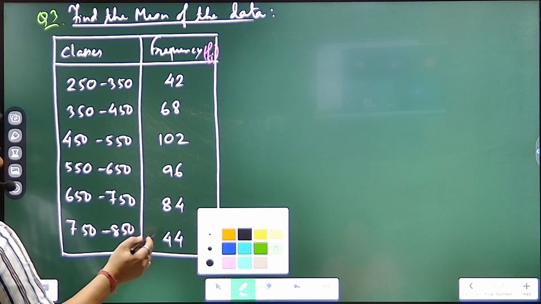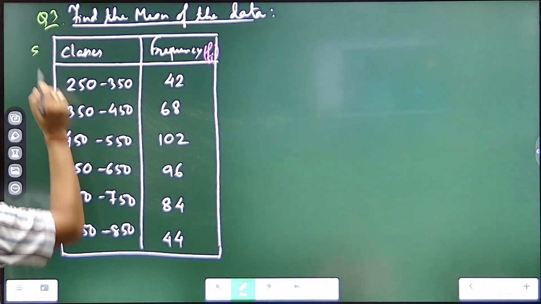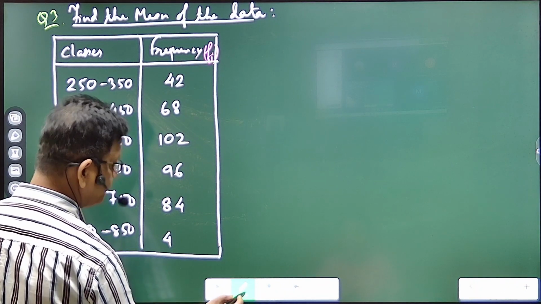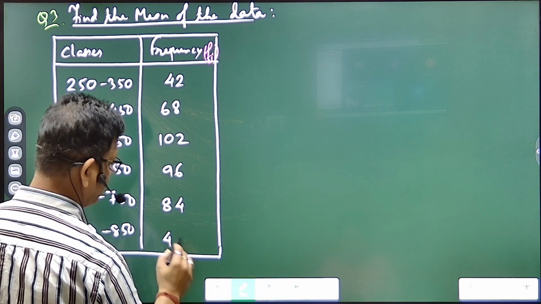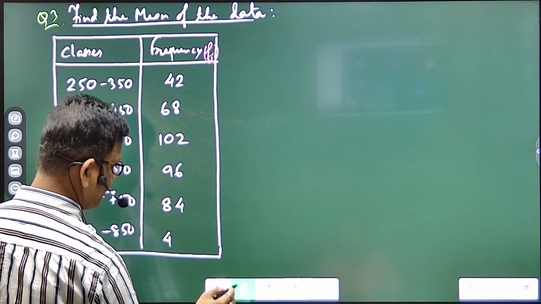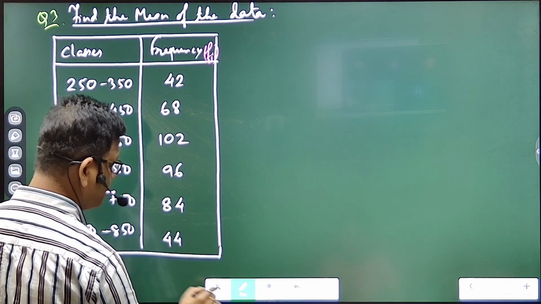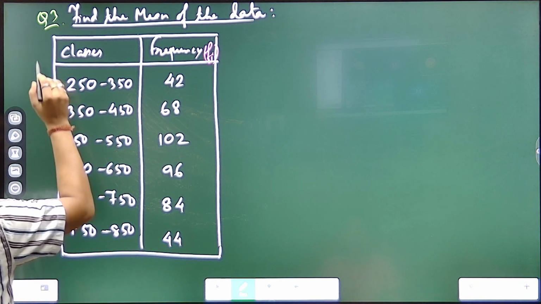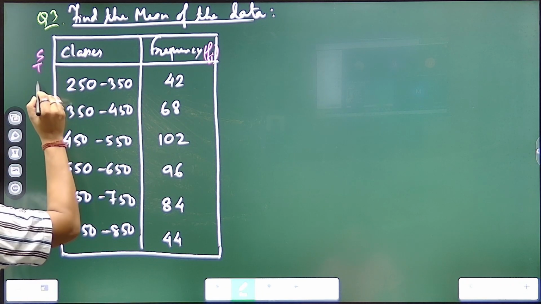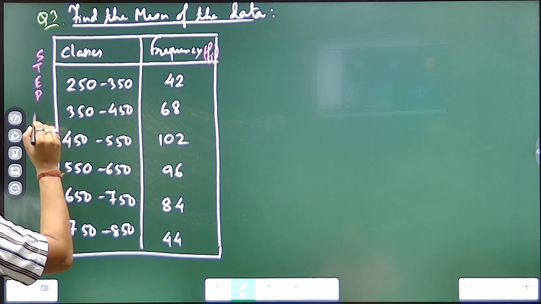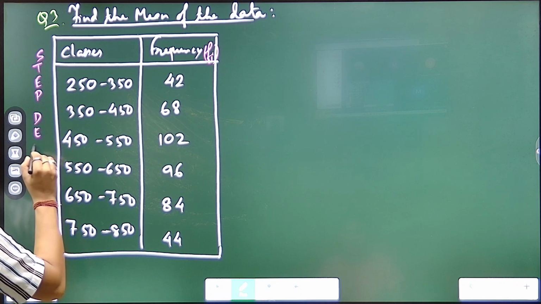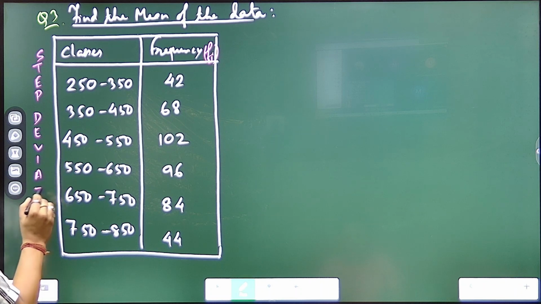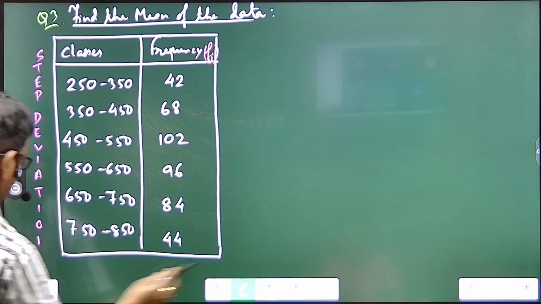The method is step deviation method. It's almost similar. What is different? The calculation. Okay. So the step deviation method.